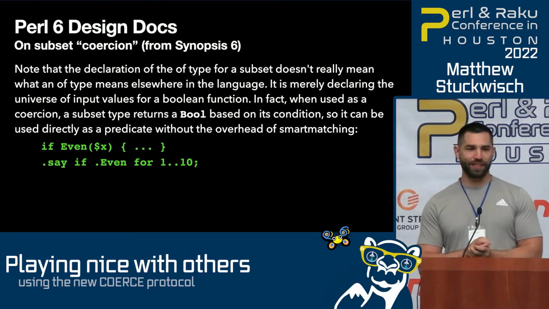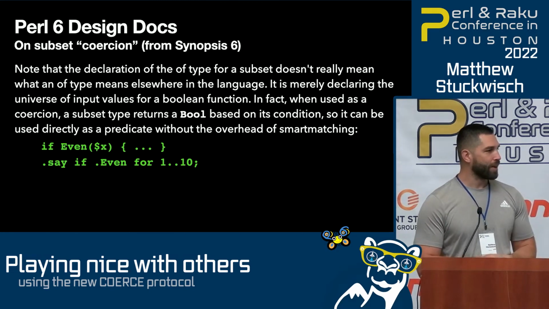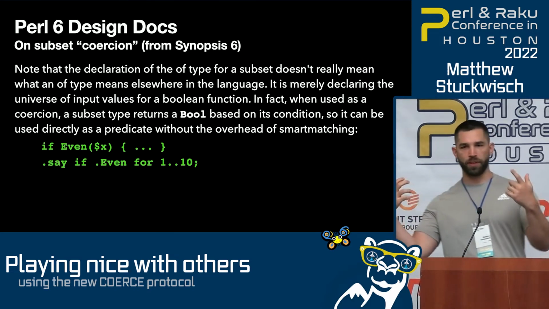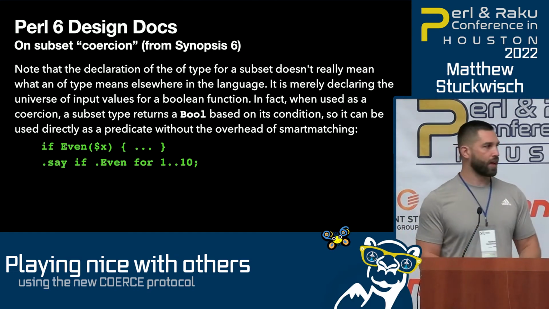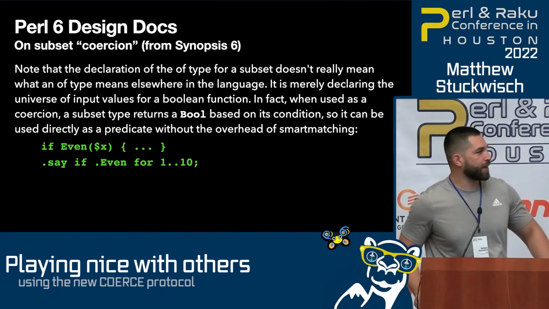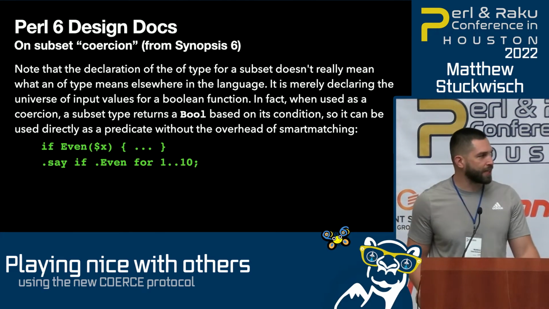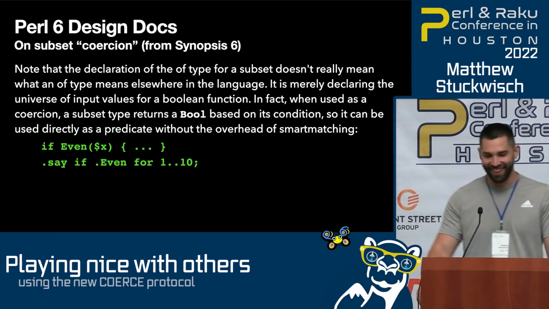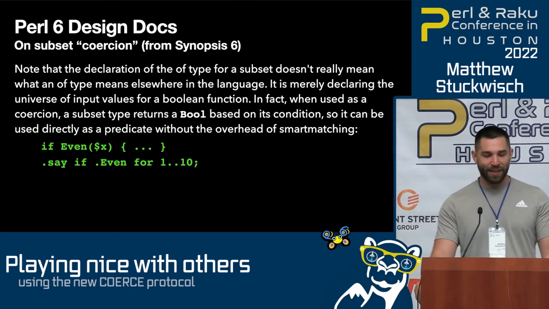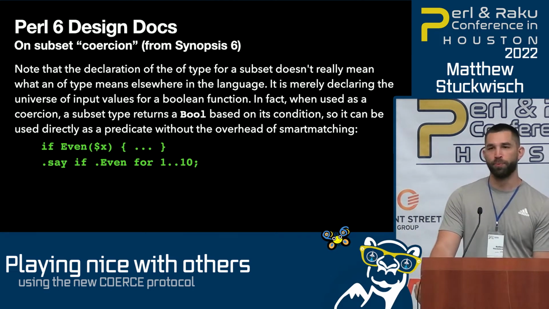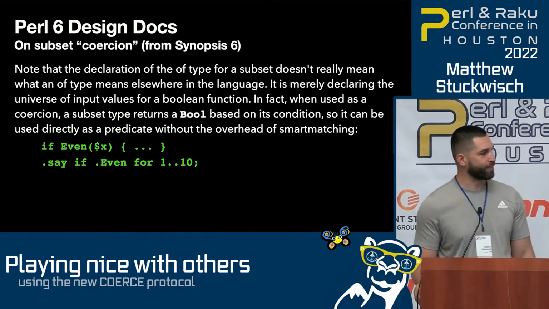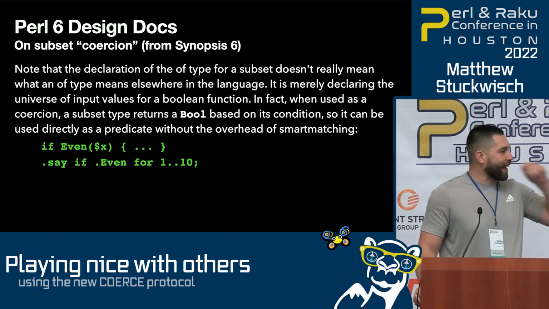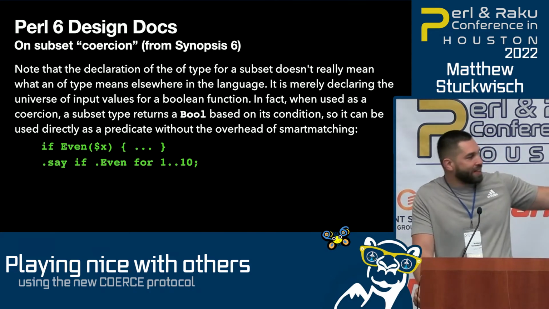Then we have subset coercion. And this was interesting because when they were going through these design documents, they wanted to take inconsistencies and make them a little bit more consistent and more logical. And they literally start off here saying, note that the declaration of the of type for a subset doesn't really mean what of type means elsewhere in the language. And it says, in fact, when used as a coercion, a subset type returns a bool. Y'all, I don't think that's coercion. But I guess it makes sense in how they wanted to use it.